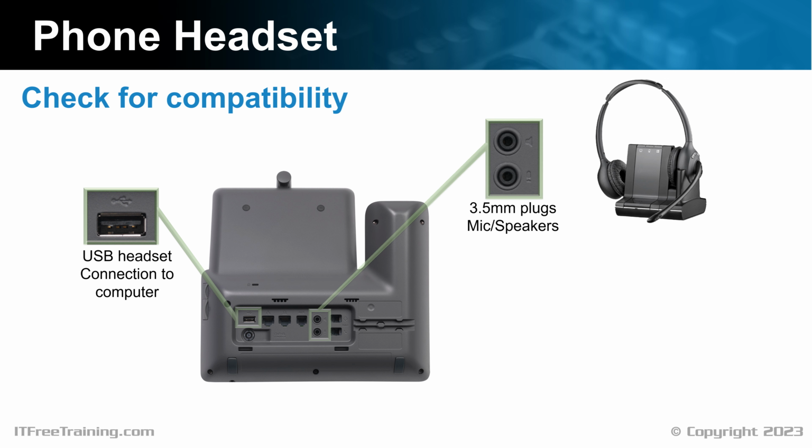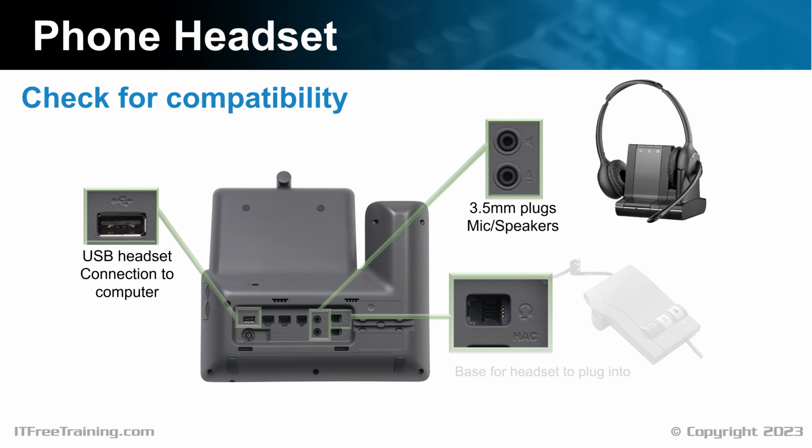Older style headsets may have a 3.5mm plug. These may have a single plug or two plugs, one for microphone and one for speaker. Not all telephones will have these. The next connection is an RJ connection. This is a very common connection for telephones to use. Many headsets will be designed to plug into this connector. The headset will generally have a base station that connects into this connector.